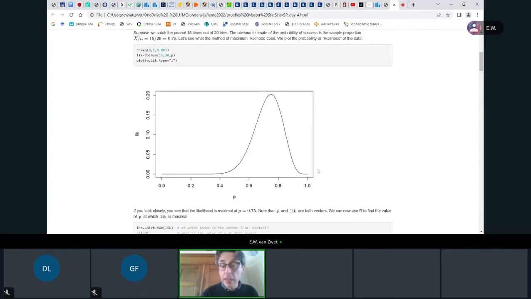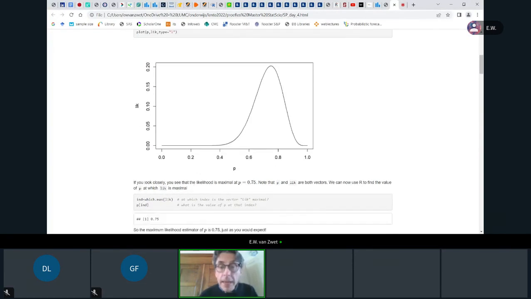Those are different probabilities. If you're super good at it, if your probability is 99%, then catching as few as 15 out of 20 is again very unlikely. So this is called the likelihood function. And if you look closely, you see that the maximum of the likelihood is at 0.75, which is also the obvious value that we found, the proportion. So the method of maximum likelihood says, okay, well, let's check all the possibilities for the parameter that we want to know, and the one that maximizes the probability of the data, that's a good choice as an estimator.